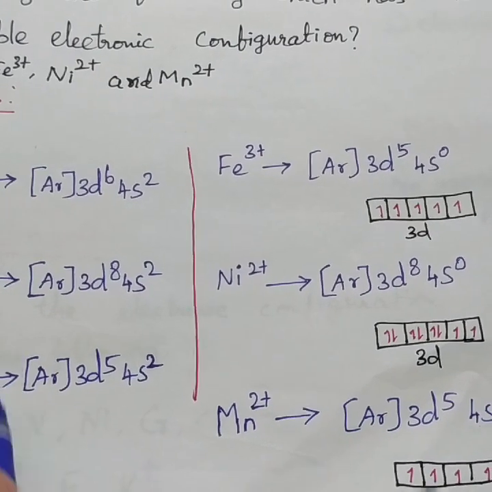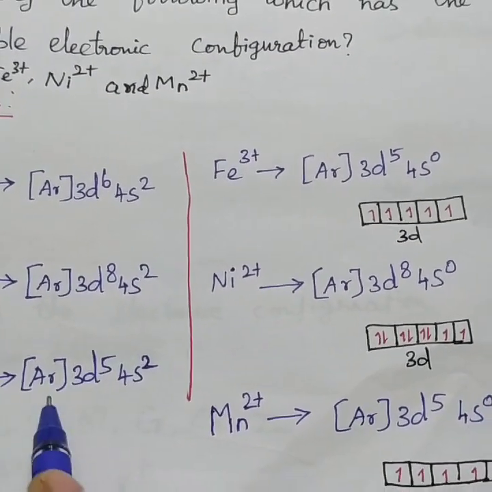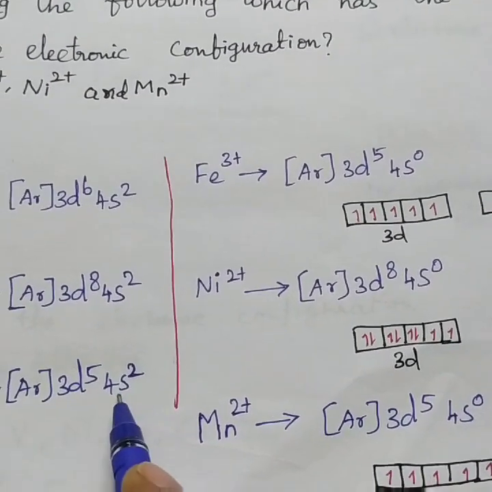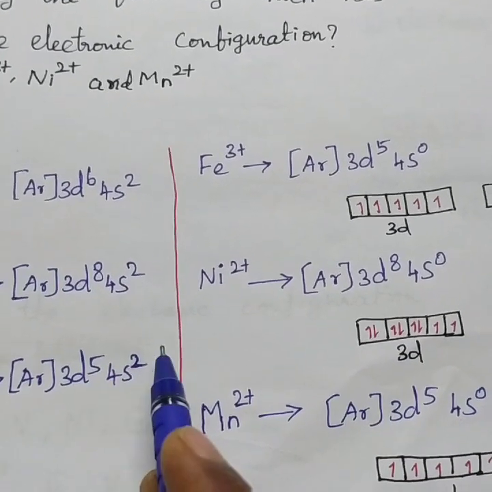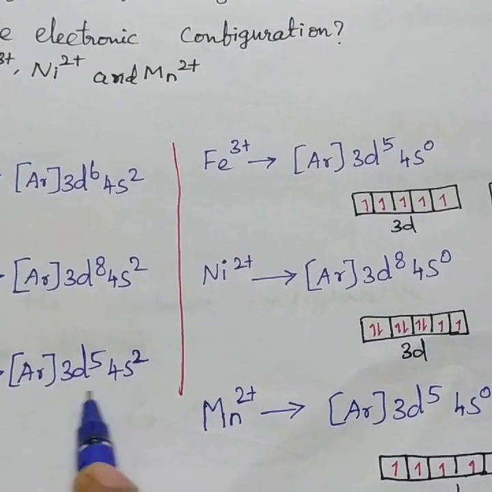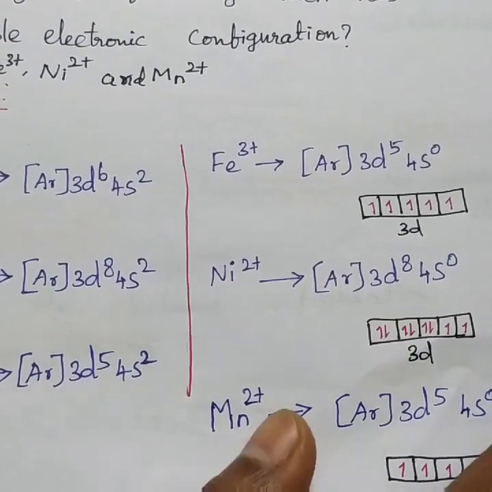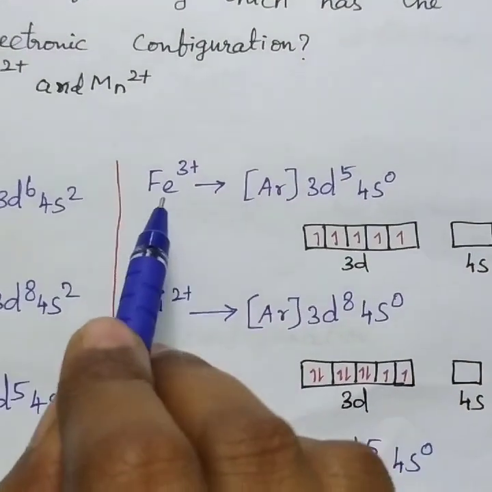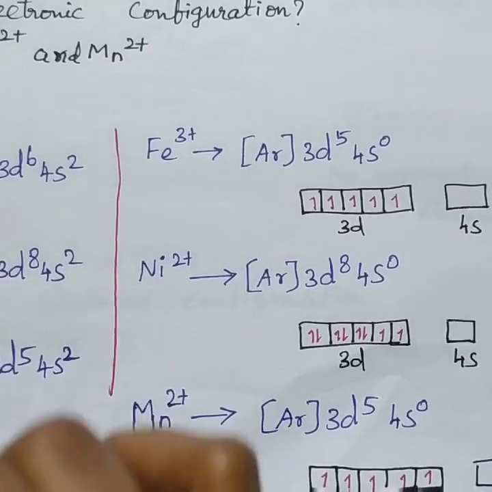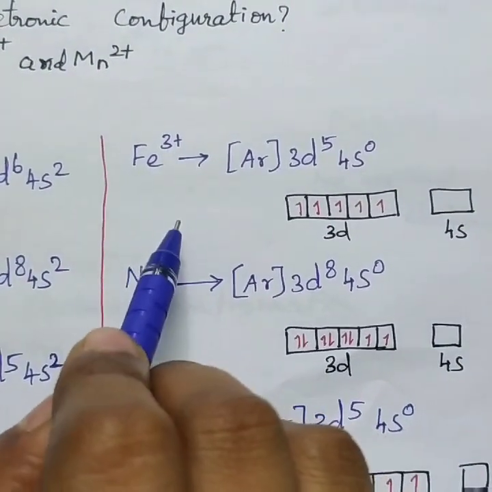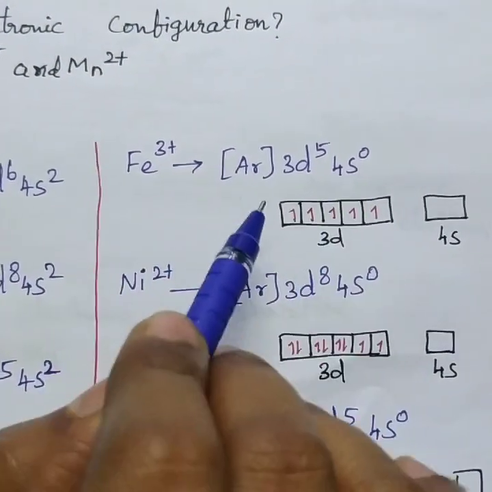For 25, the electronic configuration is argon 18, then 4s2. 18 plus 2 is 20, and the remaining 5 electrons I have arranged in the 3d shell. Okay, now I have written the electronic configuration for the atoms, and from that I am going to write the electronic configuration for the ions.